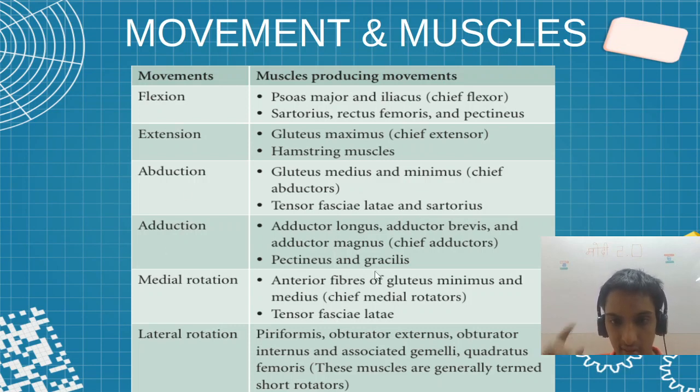Medial rotation: the same muscles as for abduction will do the medial rotation, only sartorius will not be there. The only difference is there is no sartorius in medial rotation. So if you know abduction, medial rotation is the same; the difference I told you, no sartorius in medial rotation. That's all. And lateral rotation is done by piriformis, obturators, gemelli and the quadratus femoris.